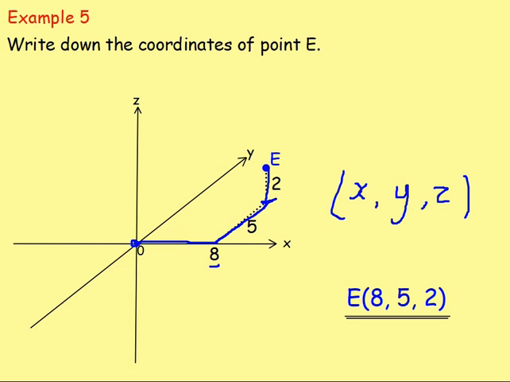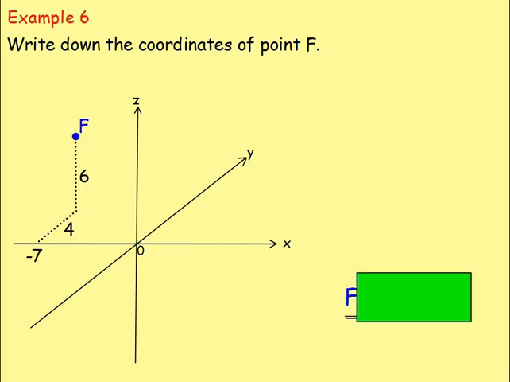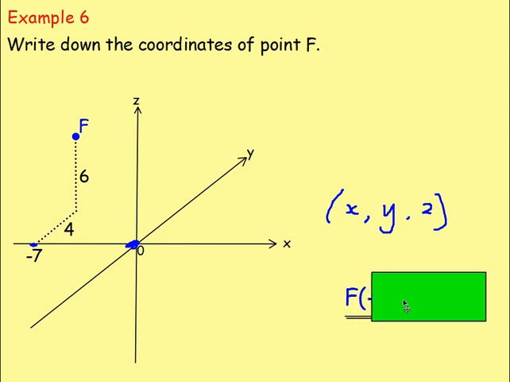Example 6, write down the coordinates of point F. So for point F, once again, we're thinking the x value, the y value, and the, you got it, the z value. Brackets, commas. Here we go. So from the origin, how far along would you go in the x-axis? Good, because we're going the opposite direction of the x-axis, we're coming into the negatives. So we're going down to -7.